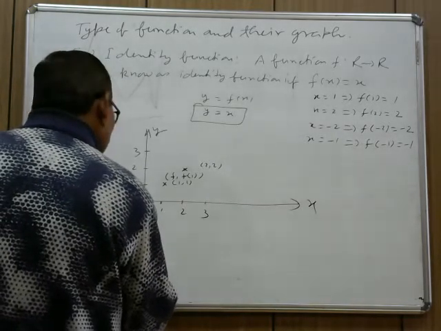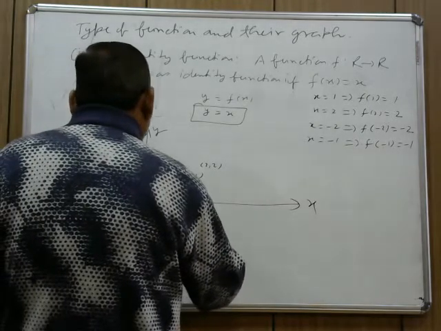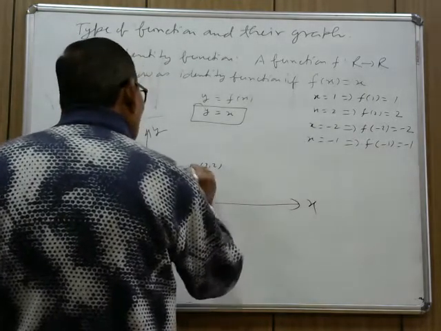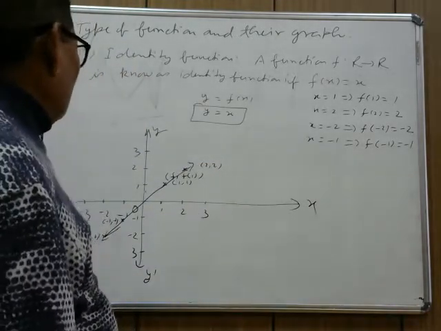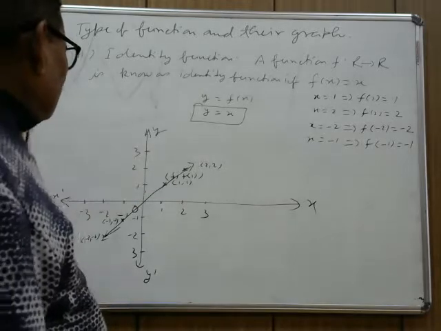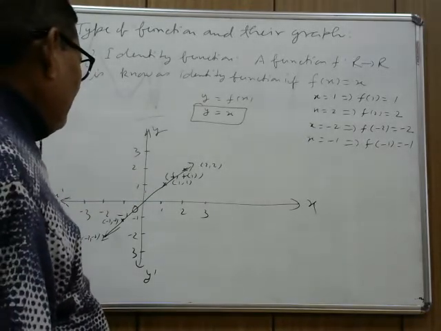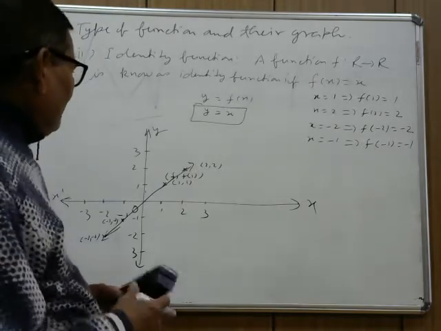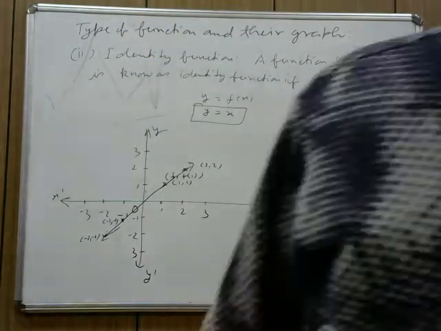When you join these points, what you can say? Your graph of the identity function divides the first and third quadrant equally in two parts. You can notice one important point for this graph of the function.